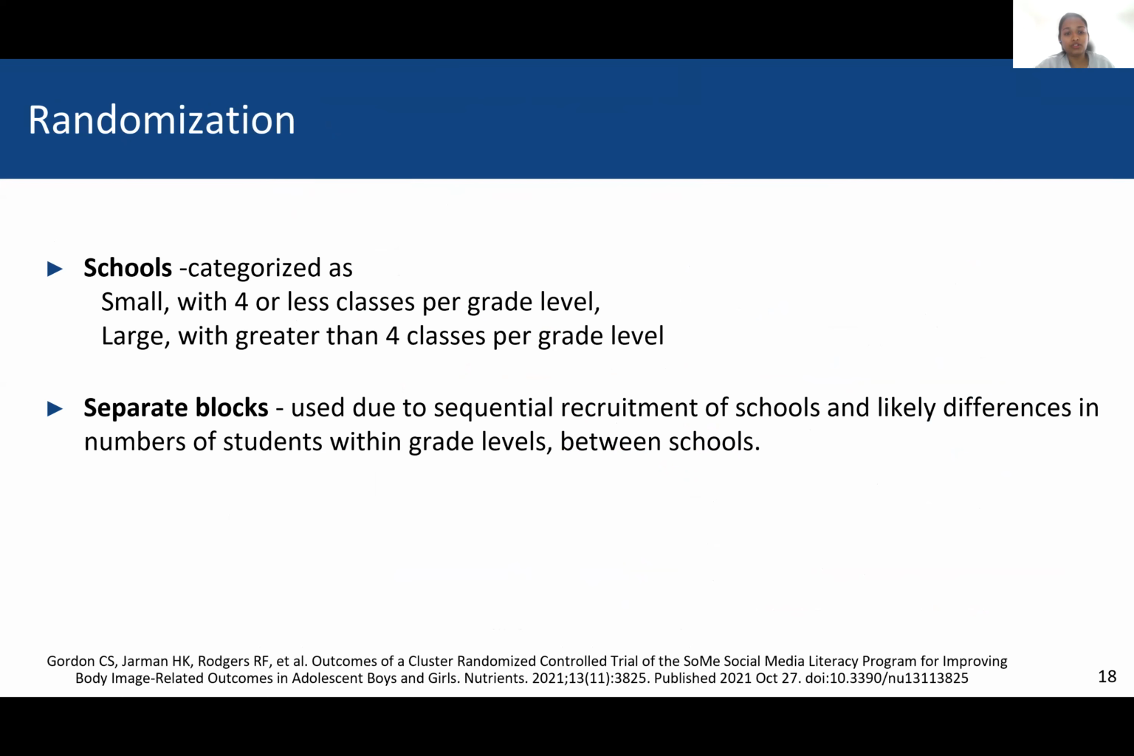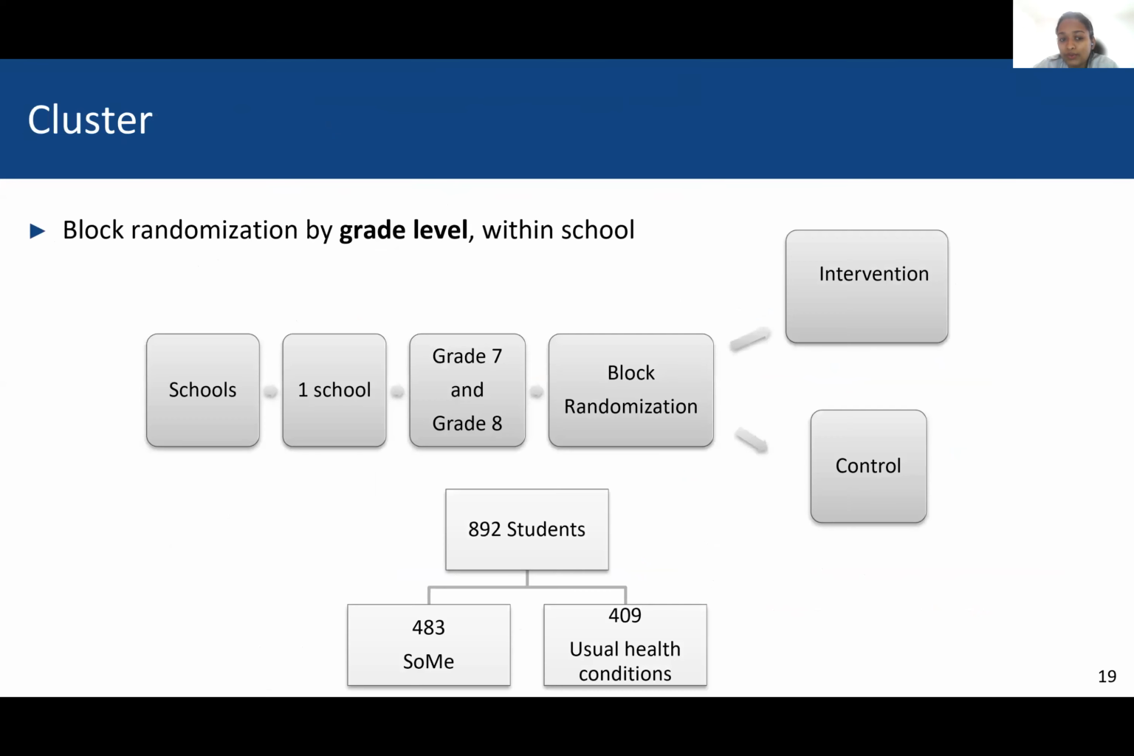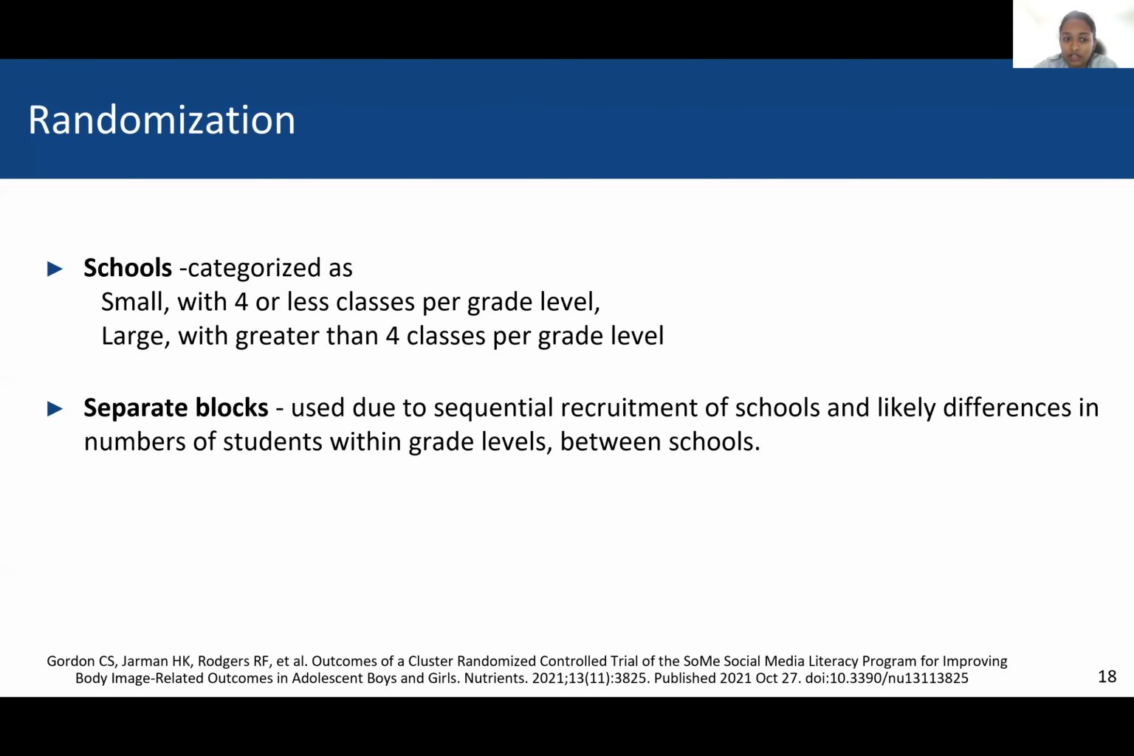Separate blocks were used due to sequential recruitment of schools and likely differences in the number of students within each grade level between schools. This is mainly to prevent the substantial variation in sample size across groups that could otherwise occur if all schools were included in one block regardless of size, because then one school might have contributed more students than the other schools.